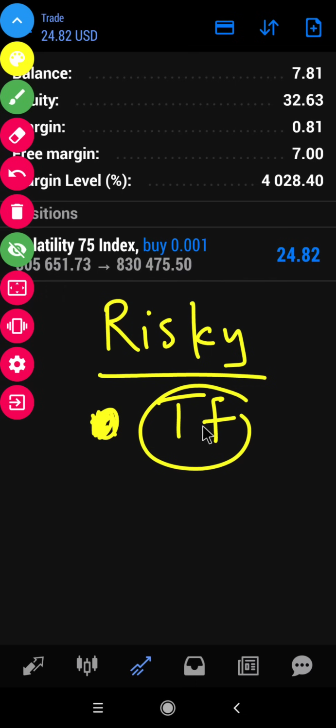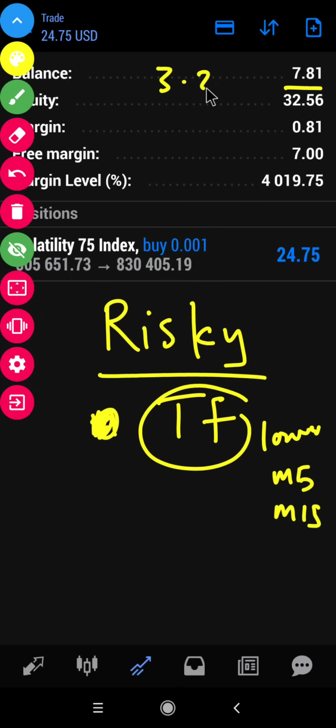So what you want to do is this on lower time frames, very low, your M5, M15, so that you do not end up risking more. For a $7 account, you don't want to risk more than $3.2, because this can allow us to at least take one trade, lose, take another trade, and if it's a loss, that's it. That's why I'm saying that there isn't enough room for errors. That is the reality of things.